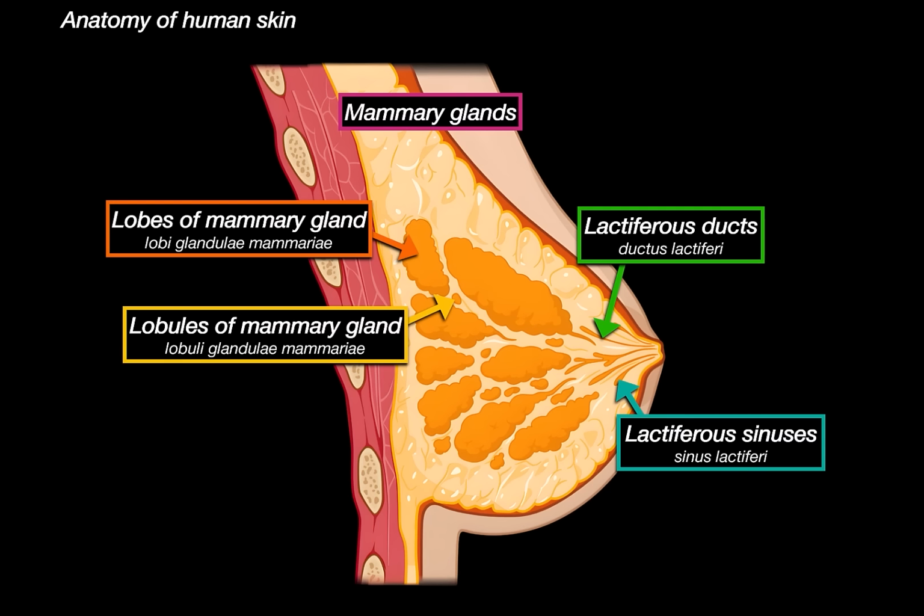When the breast is not active, for example before pregnancy, the glandular component is relatively small and much of the volume is fat. During pregnancy and lactation, the glandular elements proliferate and the alveoli enlarge, so the proportion of glandular tissue increases and the breast becomes fuller and heavier.